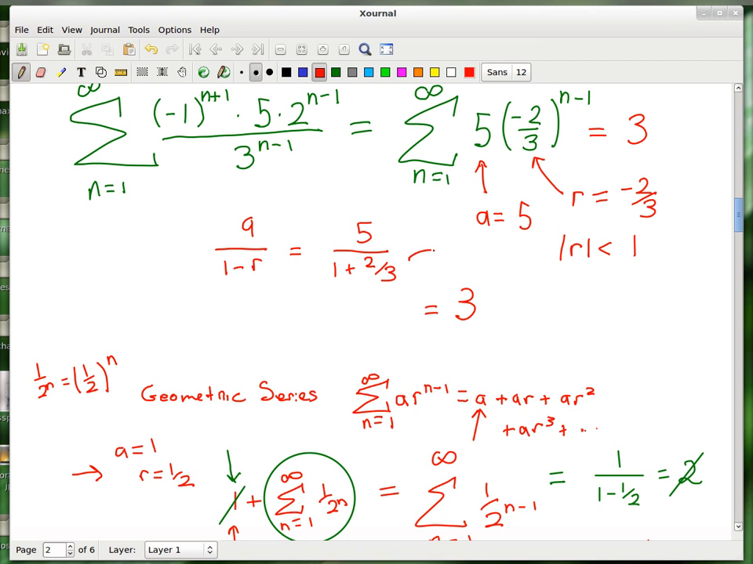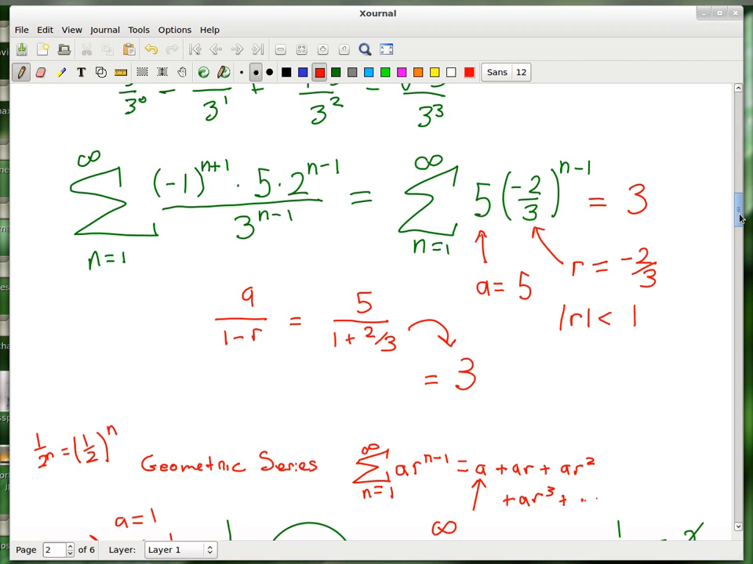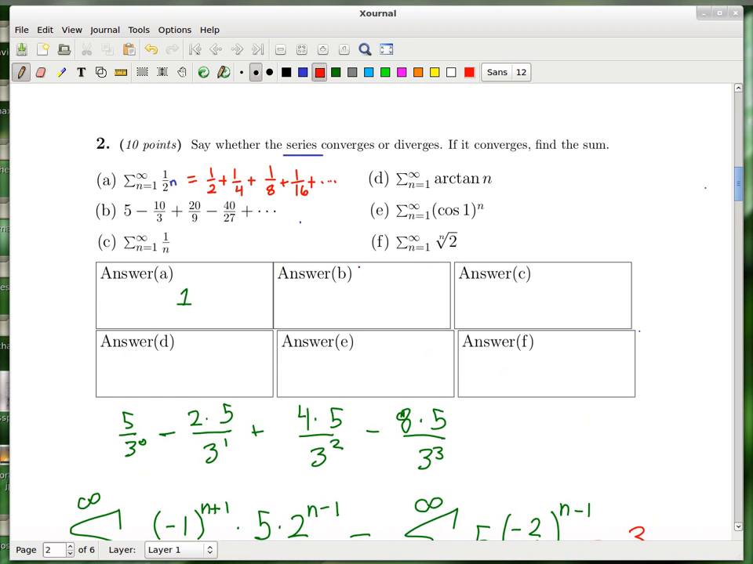Sorry if this is a little too quick, but you can pause the video and figure that out if you want. So the answer to this one is 3. Okay, alright. Things are going well. And what about C?